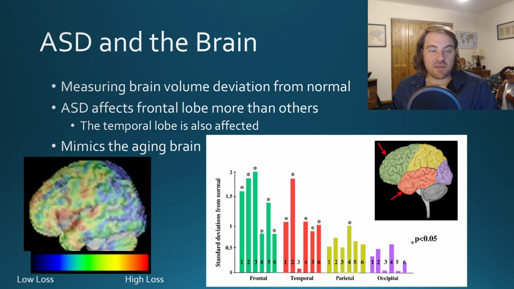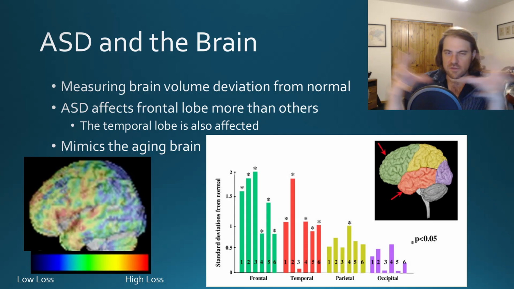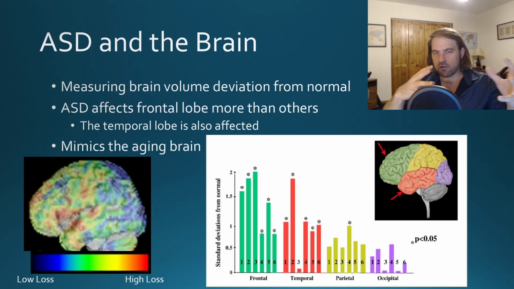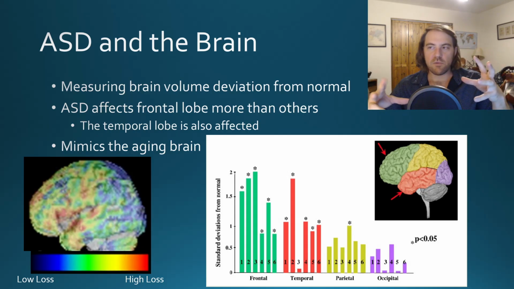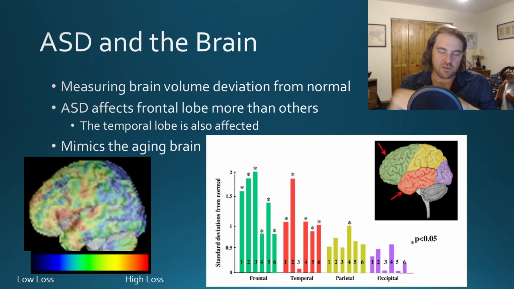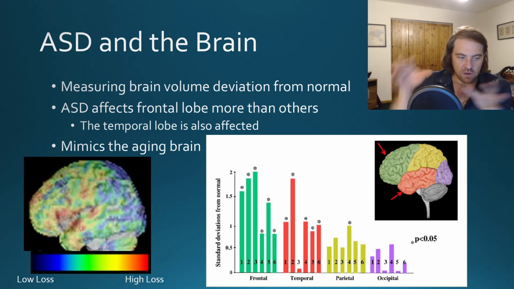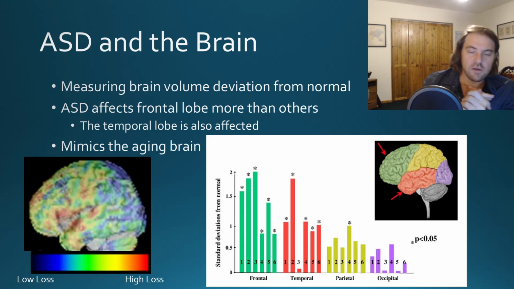So ASD affects the frontal lobe more than the others. If we look at typically developing brains and at the brain volumes of brains with autism, we see a volume difference corrected for overall size, because brains are different overall in size. Everybody's got a different size brain, happy little snowflakes. But when you correct for the size, you can look at the size of those lobes in reference to the size of the brain. And what you see is this large colorful graph below me here.